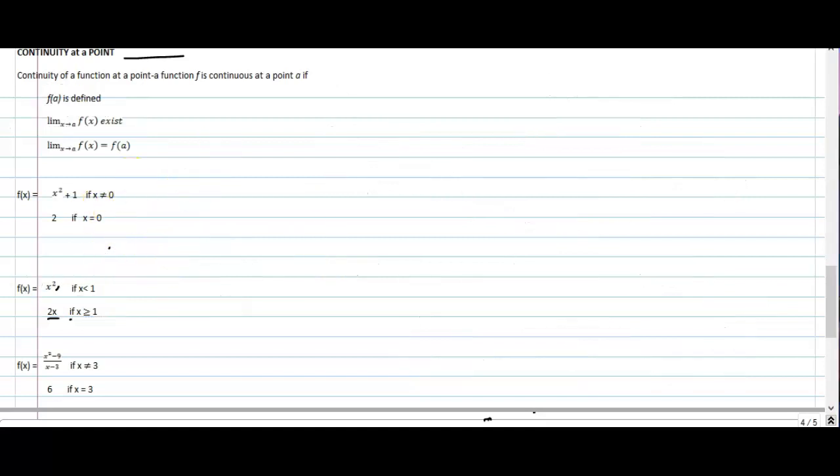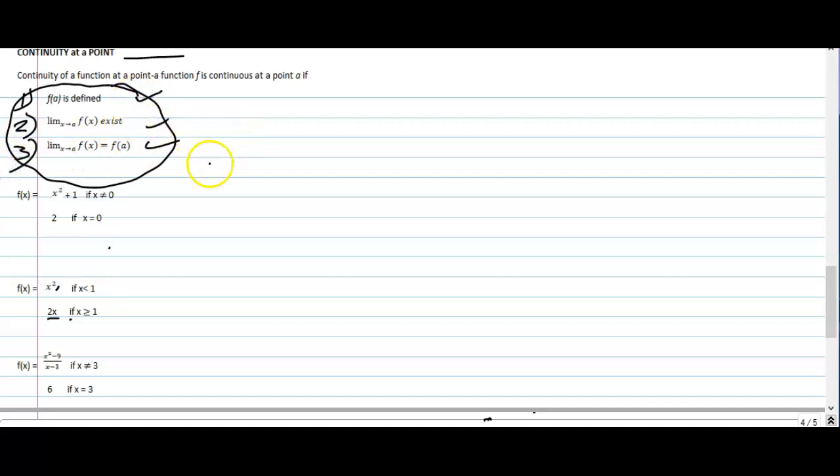So again, we're still looking at the continuity at a point, and we're not looking at the graph at that particular point to determine if the function is continuous. We're using the definition of continuity at that point. Now, in order for a function to be continuous at a point, all three of these conditions must be satisfied.